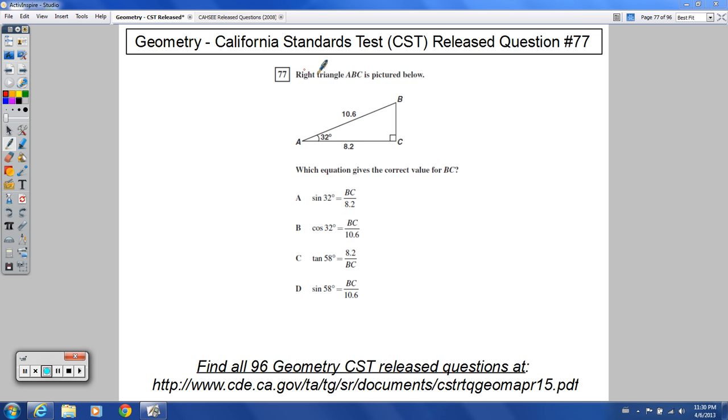Welcome to Geometry CST release question number 77. It says that right triangle ABC is pictured below, and we're given all these measurements here. We're trying to figure out which equation gives the correct value for the length of BC, for BC right here.